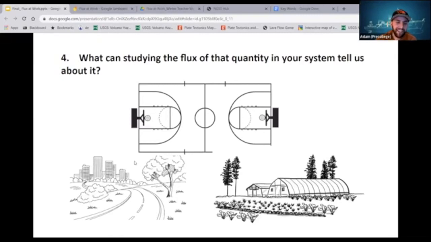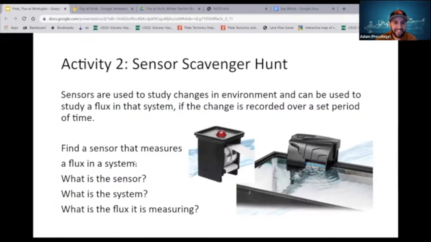I want to be conscientious of the time, and that's why I'm moving us through this pretty quickly. The next activity after this would have been a scavenger hunt. So now that students have talked about a system, they would go and find a sensor and think about what system that is and what it's measuring.